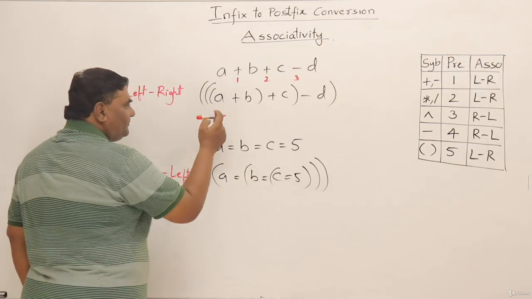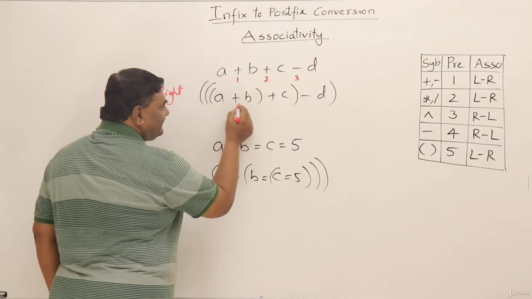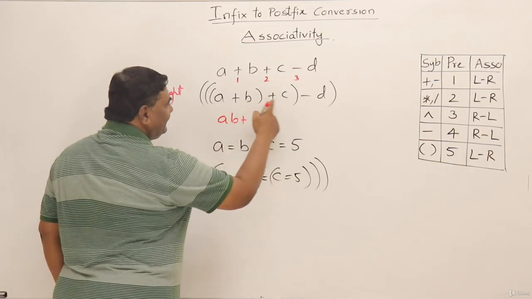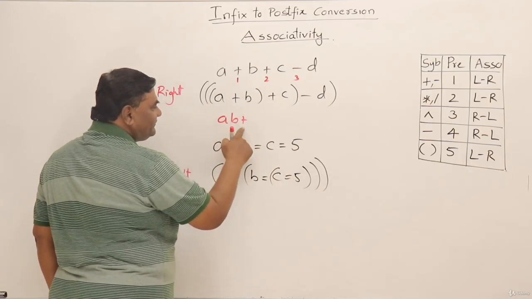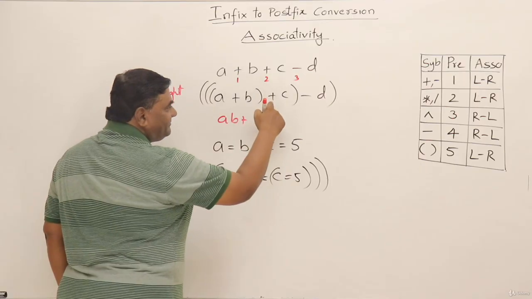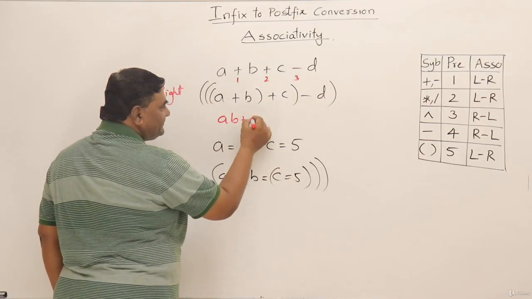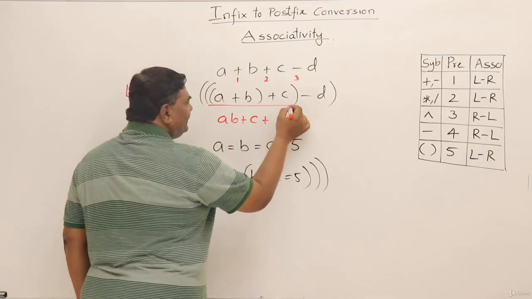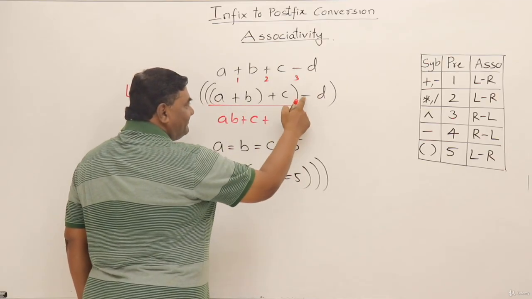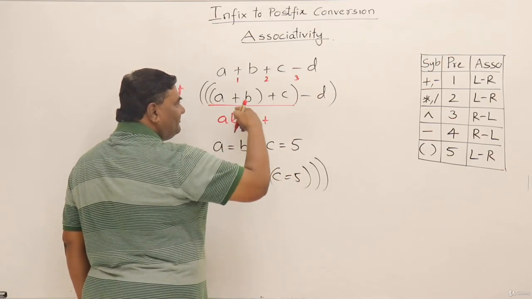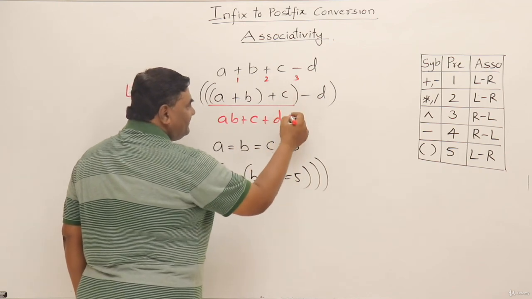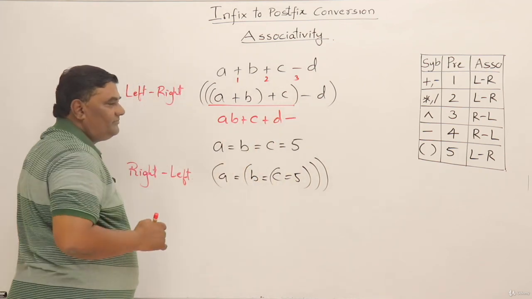If I convert this into postfix, first this part will get converted, so this becomes AB plus. Then the next bracket. The left-hand side is already completed, so C, then plus goes after C, so C plus. Then this whole bracket is completed from here to here. Then this minus is upon this whole completed left side and D. So left side is already there, then D, then minus. So this is the postfix form.